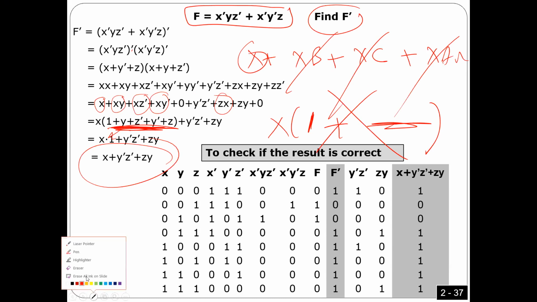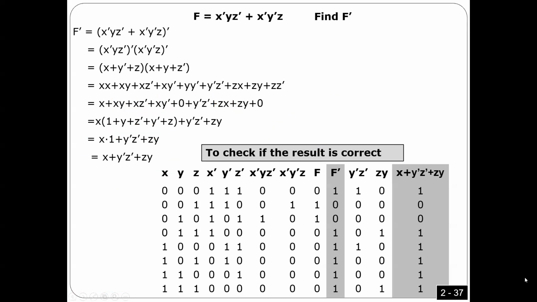Anyway, now we have f this way. I calculated f prime. I got this f prime here. Is that okay? I want to prove, is that correct or wrong? Maybe it's wrong. How can I make sure it's right, not wrong? Very simple. Truth table. Create a truth table.